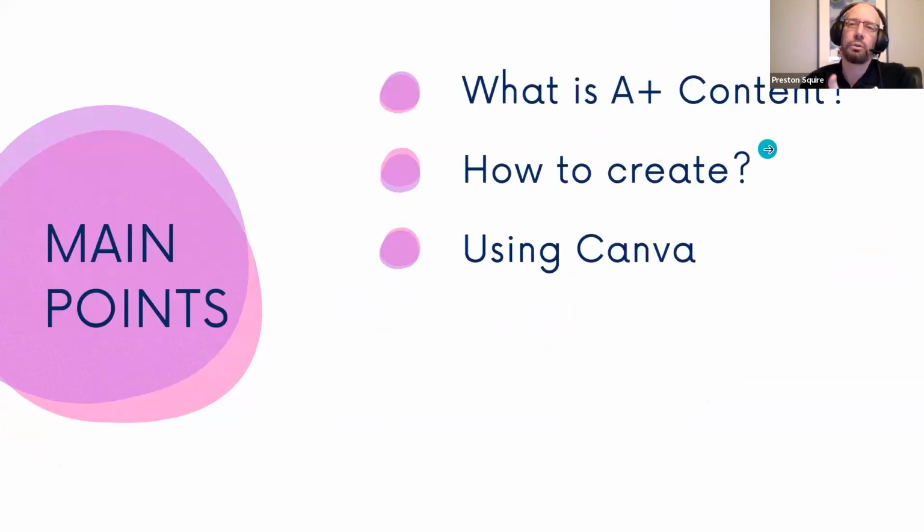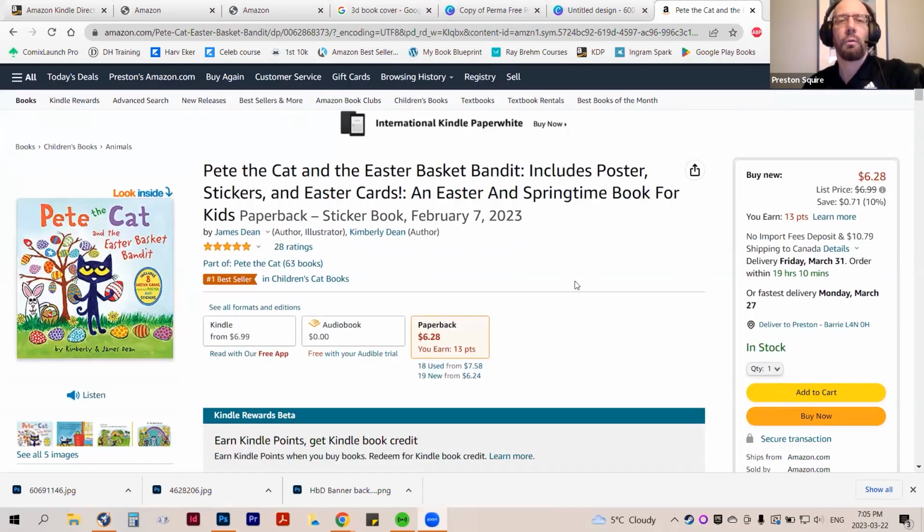So first off, we're going to look at what exactly is A+ content. We're going to look at how to create it. And we're going to look at using Canva to create it as well. So we'll take a look at 2 or 3 examples here.